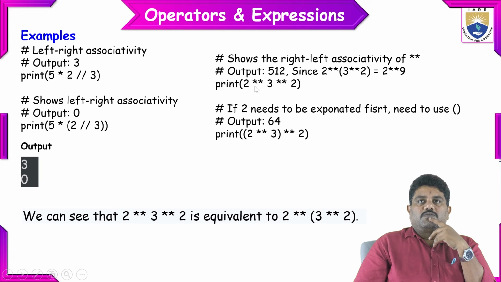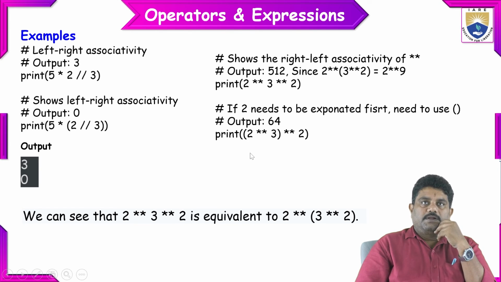Suppose you write the same expression like this, 2 star star 3 star star 2, then what happens? It is right to left associative, so the right one is taken into consideration first. 3 square is 9 and it is calculated first, and then 2 power 9 will be calculated. If you want 2 power 3 to happen first, you have to put parentheses around 2 power 3, like this.